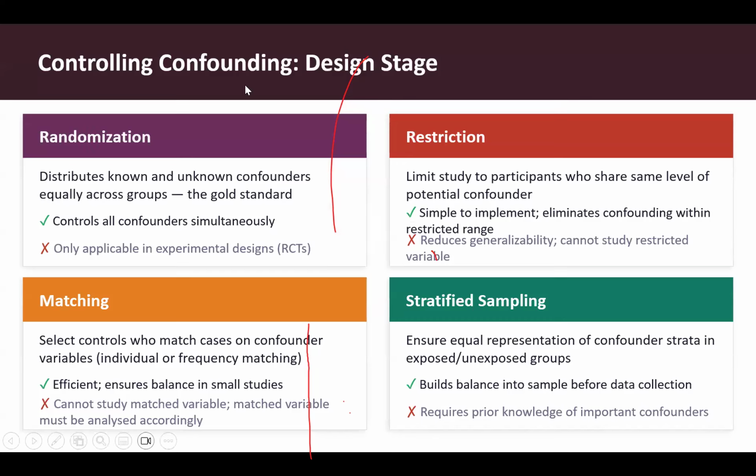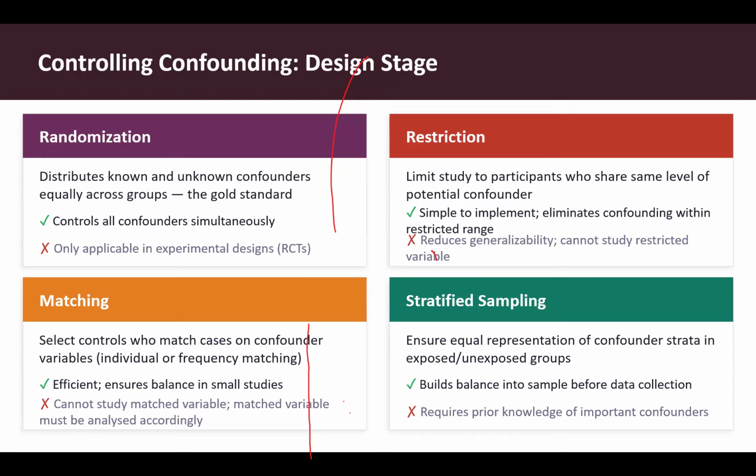Controlling confounding. Design stage. It can be controlled by randomization. It distributes known and unknown confounders equally across groups, which is the gold standard. It controls all confounders simultaneously, and it is only applicable in experimental designs. Then we have restriction. Limit study to participants who share the same level of potential confounder. Simple to implement, eliminates confounding within the restricted range, but reduces generalizability, and cannot study the restricted variable.